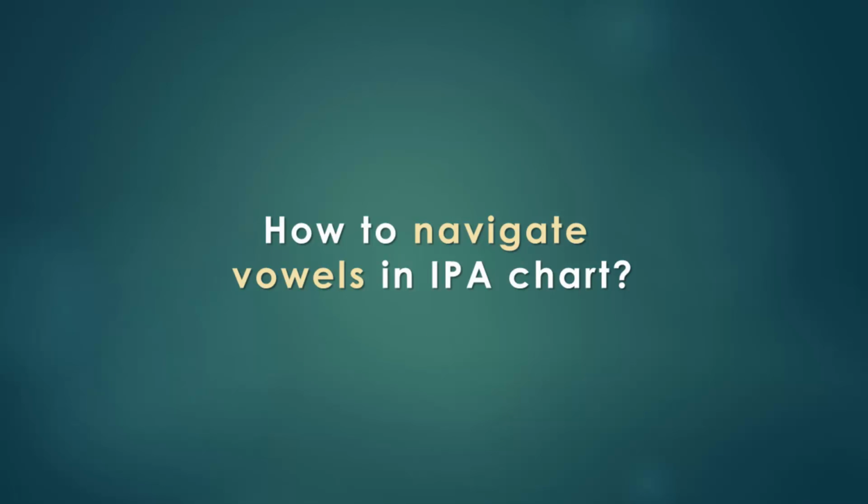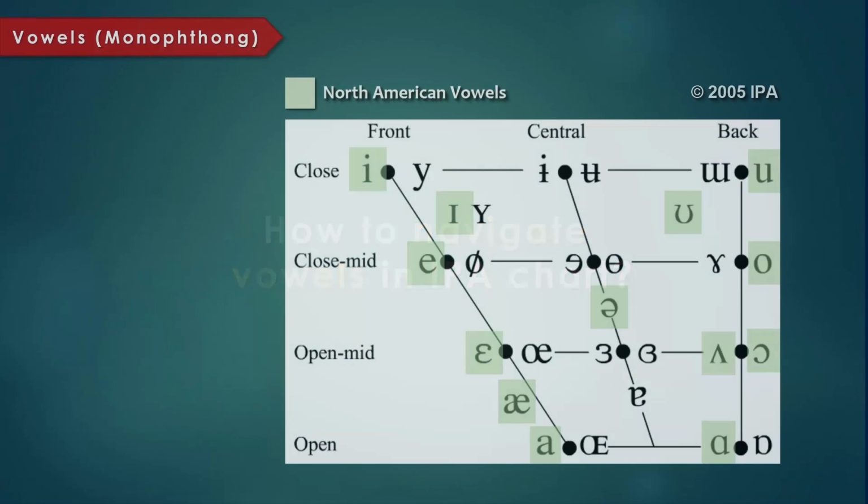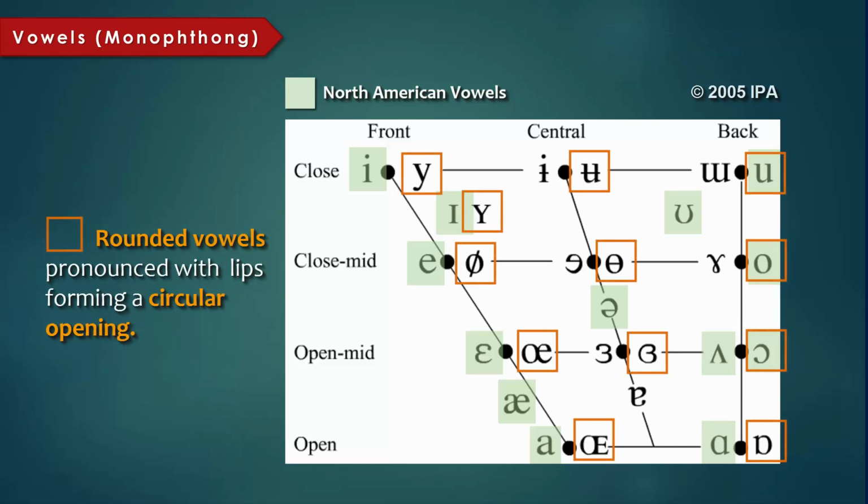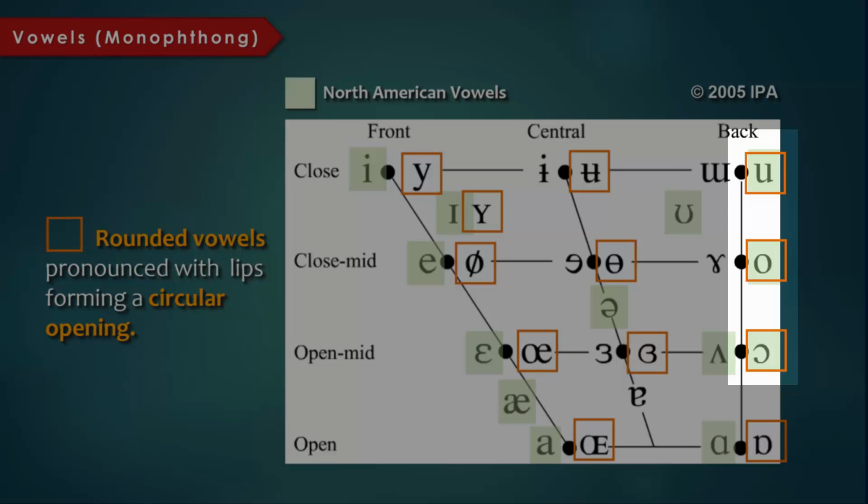Now let's talk about the IPA chart for vowels. As you can see, only the monophthong vowels are represented here. The vertical domain on this diagram represents vowel height, while the horizontal domain represents vowel backness. Where pairs of symbols occur, rounded vowels are represented on the right-hand side, while unrounded vowels are represented on the left-hand side. It is worth noting that the only rounded vowels used in North American English are all back vowels.